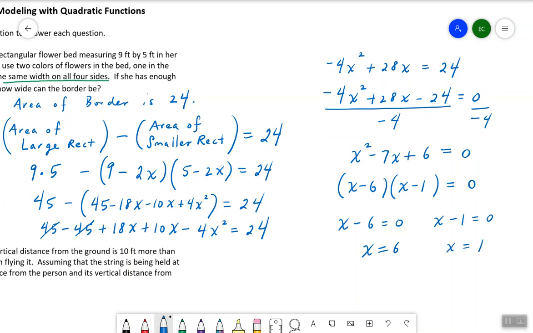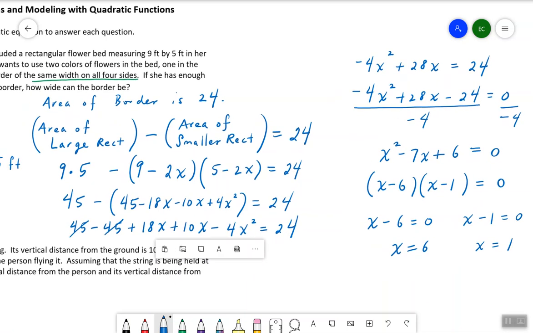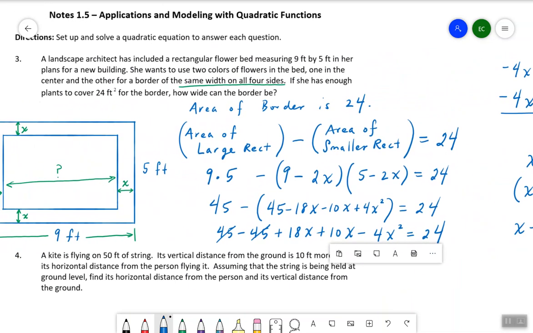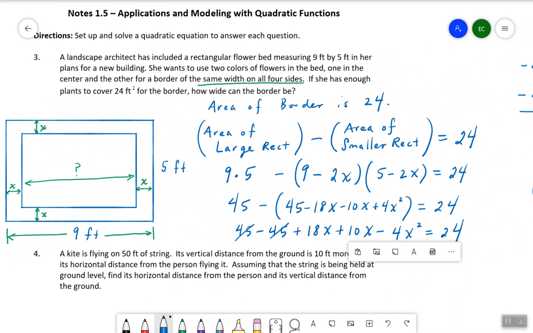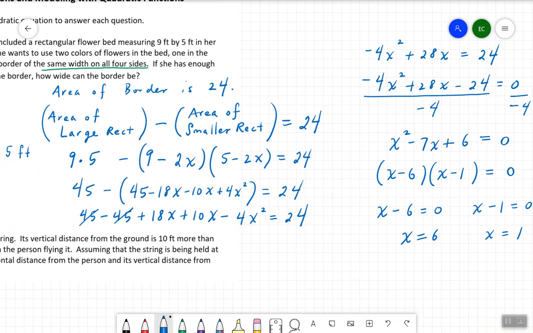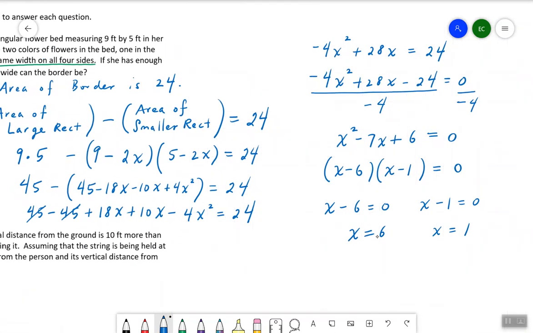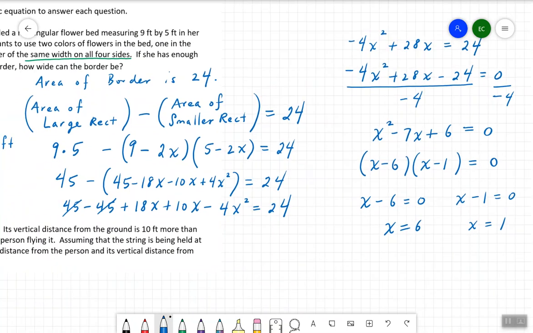Now we need to make sure that we're answering the question completely. So let's go back and make sure we know what the question is. In number 3, it says, how wide can the border be? And so that is the distance x that we just found. And then we've got two answers. X could be 6 feet or x could be 1 foot. How do you feel about those answers?